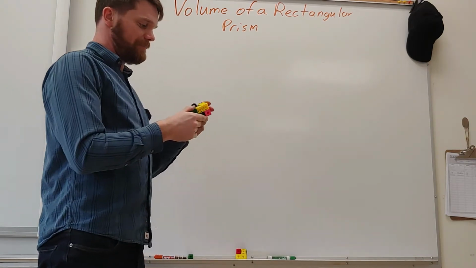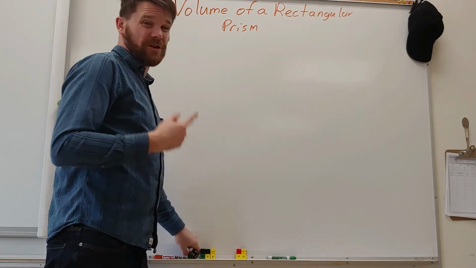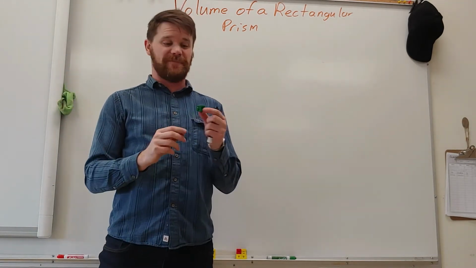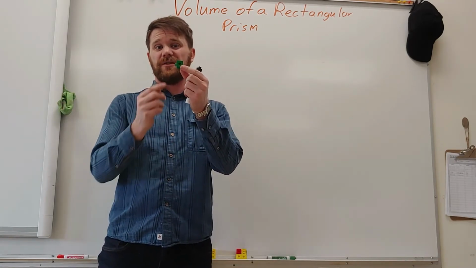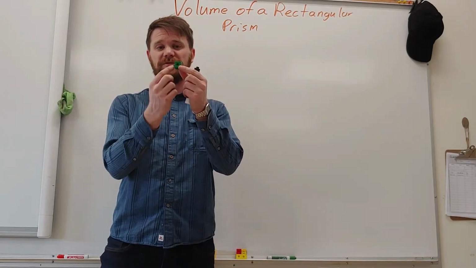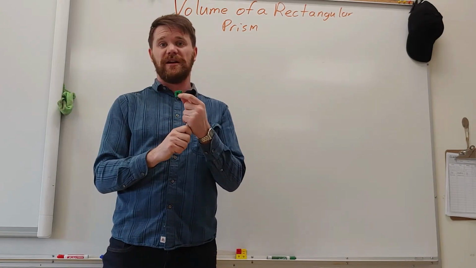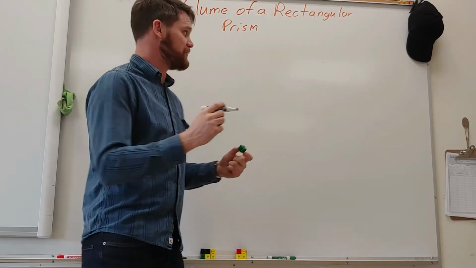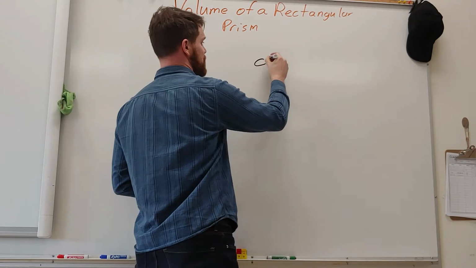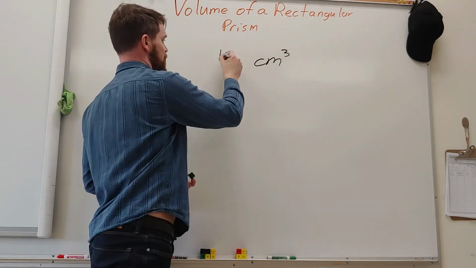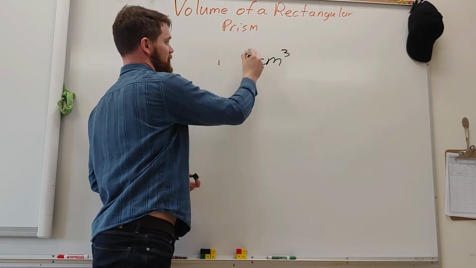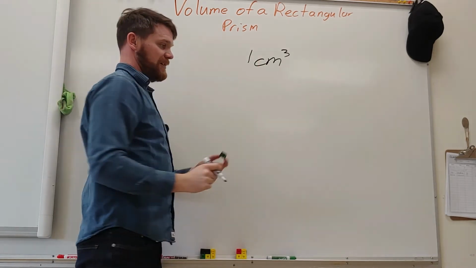So first I want to talk about what volume is. Volume is how much space something takes up. If you have this right here, we're just going to say this represents 1 cubic centimeter. And cubic just means it's in 3D, so you're always going to see the unit cubed. So this one equals 1 cubic centimeter.